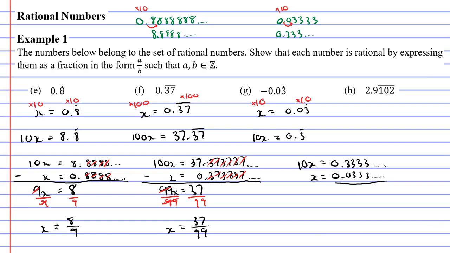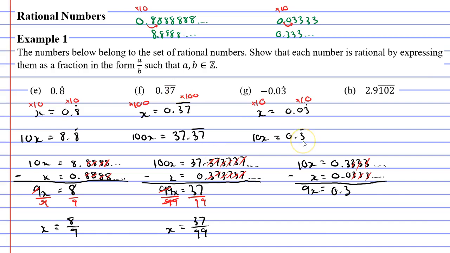Now we need to subtract these two equations. The left-hand side is really simple. 10x minus x will give us 9x. On the right-hand side, we need to cancel these repeating decimals here. You'll notice we're left with 0.3 up above and 0.0 below. 0.3 minus, well, this is basically 0, will give us 0.3.